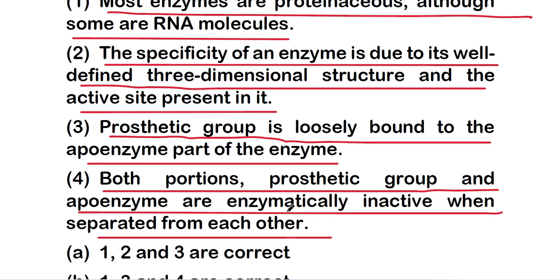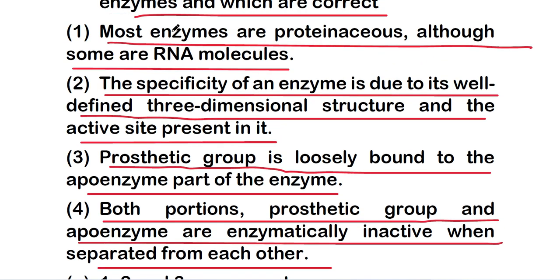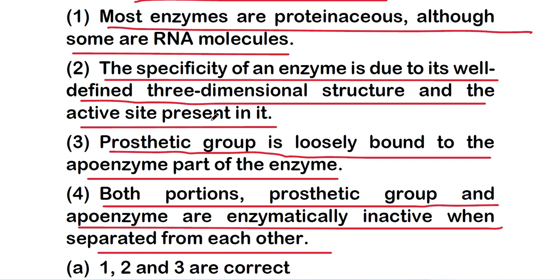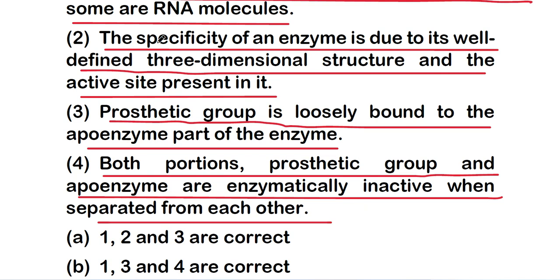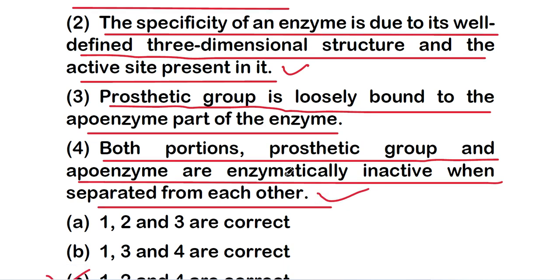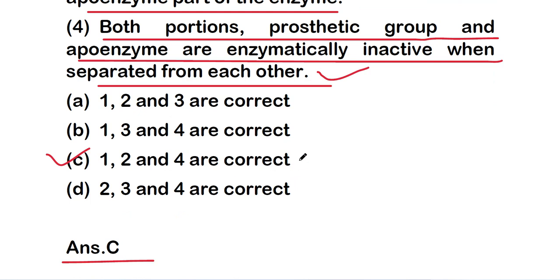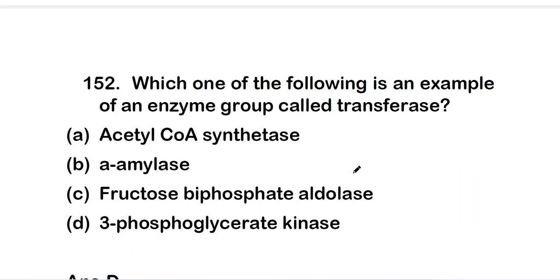So 1, 2 and 4 we will see. One is most enzymes are proteinaceous although some are RNA molecules. This is the right one. Two, that is the specificity of an enzyme is due to its well-defined three-dimensional structure and the active site present in it. It is also true. And the last one, that is both portions, the prosthetic group and apoenzyme, are enzymatically inactive when separated from each other. This is also true. Okay, so these are true options. So option C is the correct one. So let's move on to the next question.